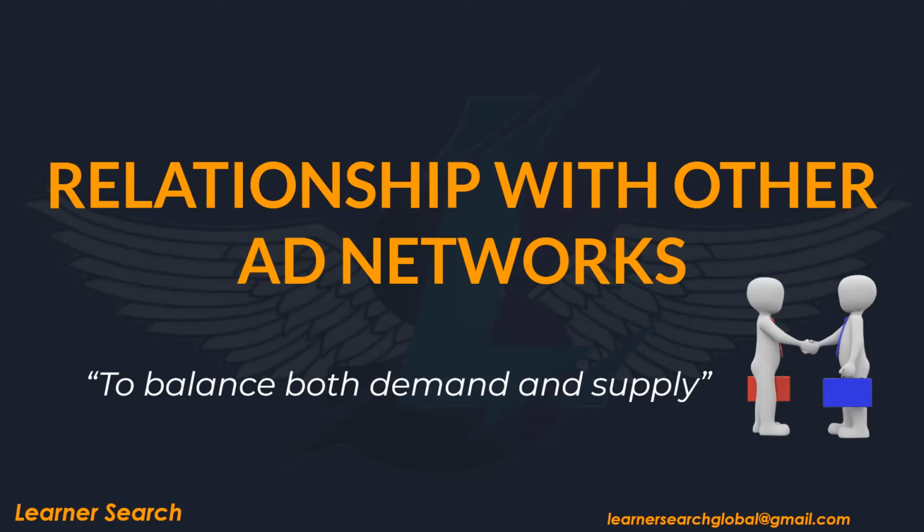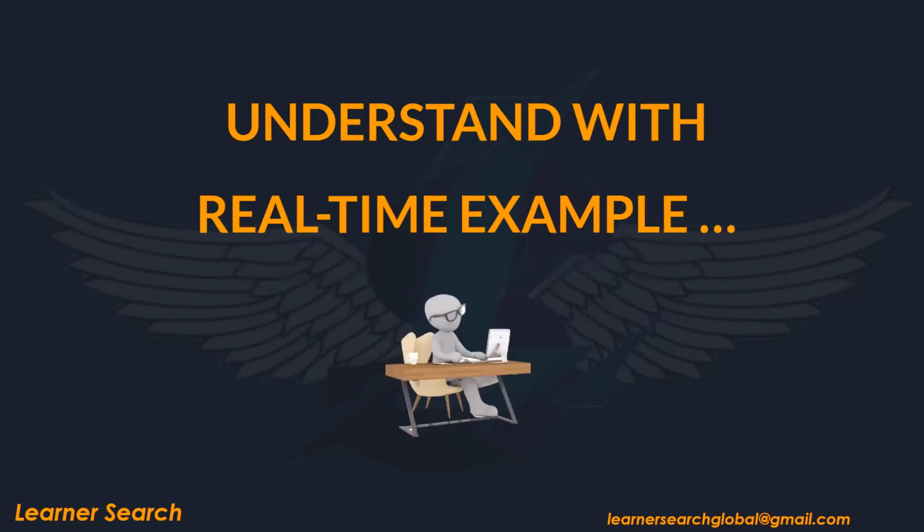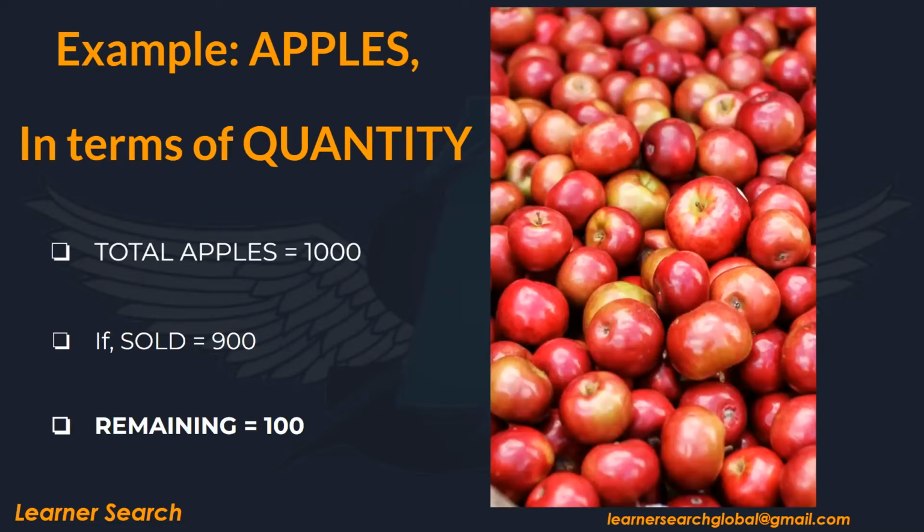To balance both demand and supply, what ad networks do is they make a relationship with other ad networks. Let's see how they make it. Let's take a real-time example and understand. Please look at the picture and let me know your observations.